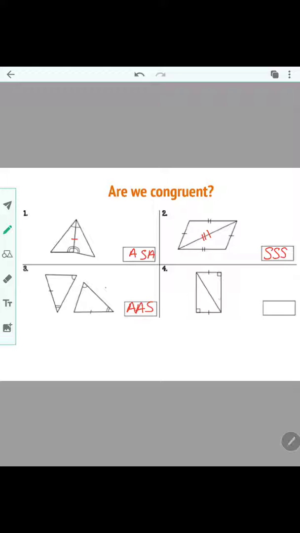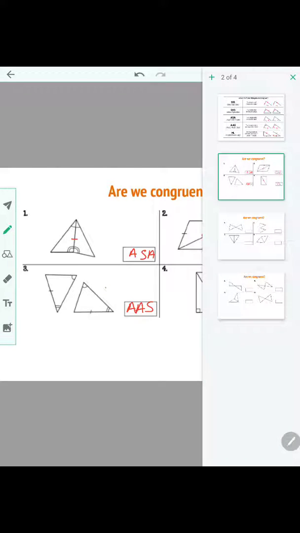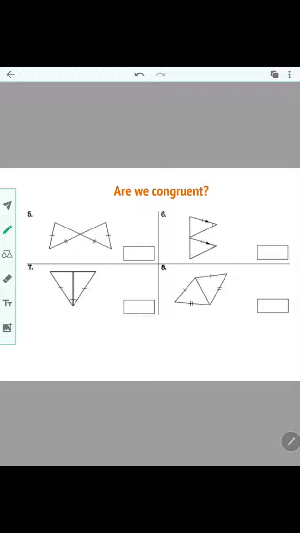For number 4, they share one side, which is congruent to itself by the reflexive property, which also happens to be the hypotenuse for those two right triangles. This one is congruent by hypotenuse leg. Okay, so looking at number 5, the vertical angles are congruent, but that doesn't give me one of the 5 congruent properties. So this is not enough to say congruent.